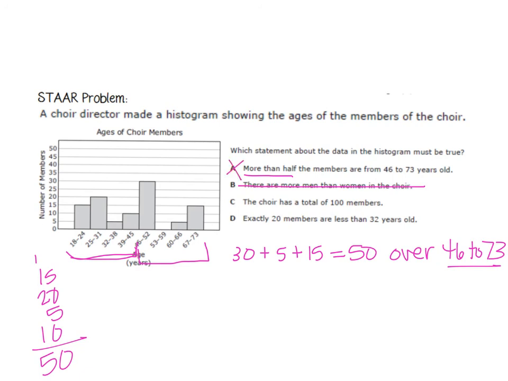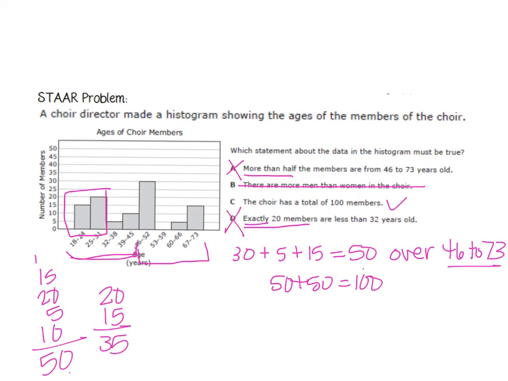The choir has a total of 100 members. Well, that looks pretty true, because if I add 50 plus 50, what do I get? I get 100. We like that one. But let's check this one. It says exactly 20 members are less than 32 years old. So that means that from here, that must be 20 members. So we have 20 and 15, we have 35. So that is not true. So C is our answer.